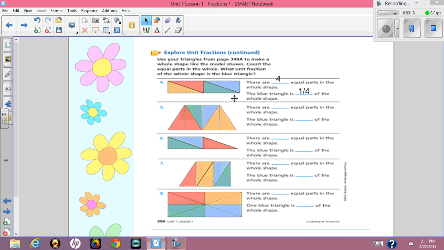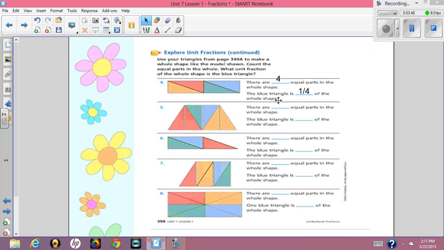There are 4 triangles, and the question, as we read it, says: use the triangles from our page that we'll be practicing with. Count the equal parts of the whole. What unit fraction of the whole shape is the blue triangle? So if you look at this rectangle, there are 4 equal parts in the whole. The blue triangle is 1/4 of the whole shape.